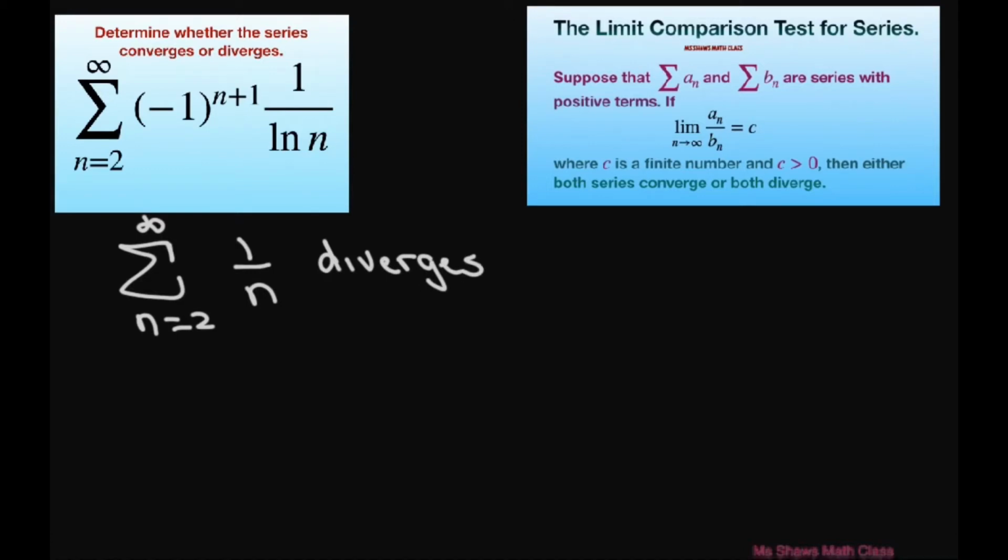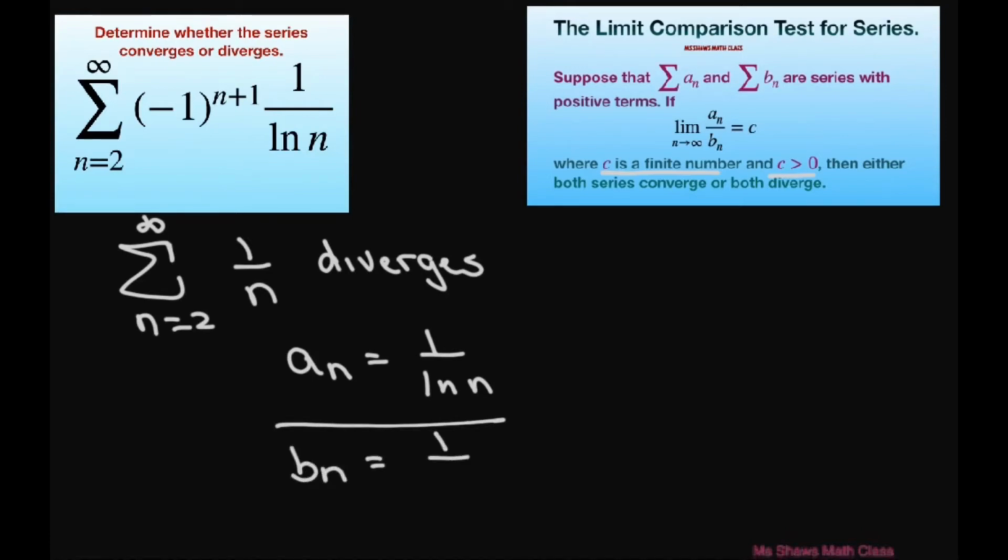So if we get a c that's a finite number and that our c is greater than 0, then both series converge or diverge. So let's test that first. If we get a finite number and c is greater than 0, our series will diverge. So we're going to let a sub n equal 1 divided by ln of n, and we're dividing by b sub n, which equals 1 divided by n.